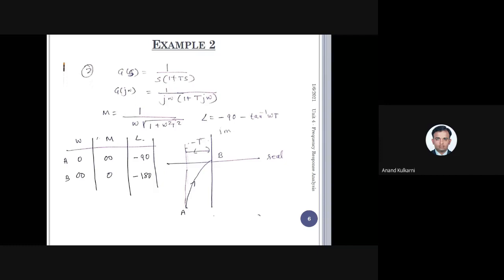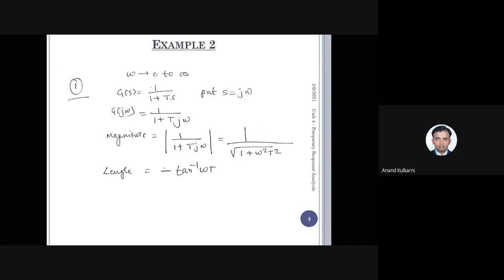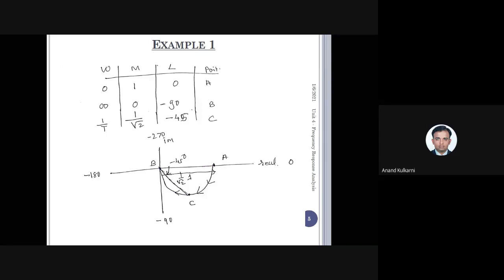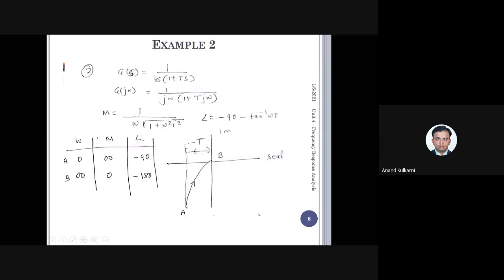I want to study the effect of adding one pole at origin to a first order system. If I add a pole at origin to a first order system, it becomes a second order system now, because there will be two poles and a square term is bound to come. So first thing I will do is put s is equal to j omega, and wherever s is there, I will write j omega, and this is 1 plus tj omega. I will write like that.